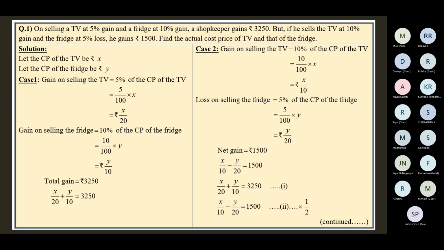Yes, ma'am. Please tell me how to take the LCM and proceed with this equation. What is the LCM of the denominators here? 20, ma'am. Okay, then numerator x plus 2y is equal to? 3,250. Okay, cross multiply.